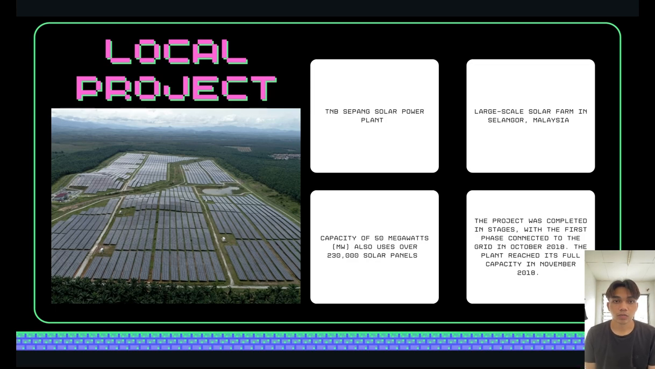The project was completed in stages, with the first phase connected to the national grid in October 2018, and it reached full capacity in November 2018. Overall, this project shows how Malaysia is moving toward a greener and more sustainable future through solar energy.